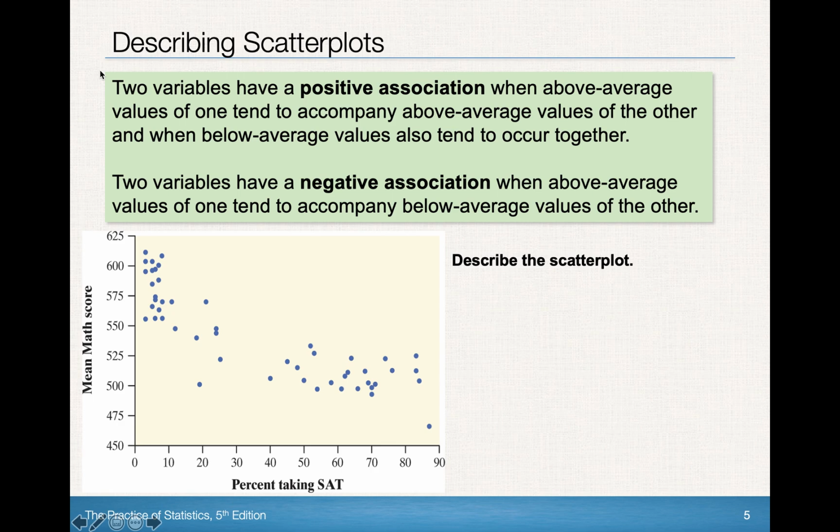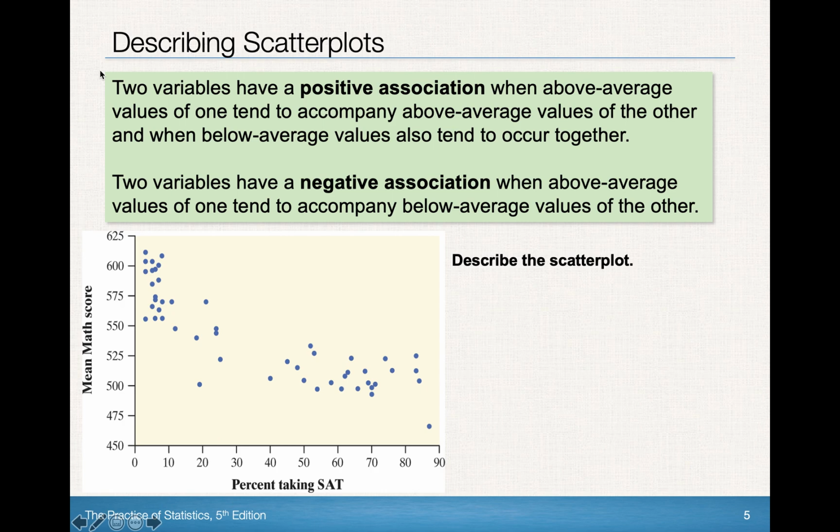So when we're describing this scatter plot, we're looking at form, outliers, direction, and strength. So form. When we're talking about form, I want to know, does it look linear? Does it not look linear? Are there any clusters anywhere? Okay, so we're looking for clusters and linearity.